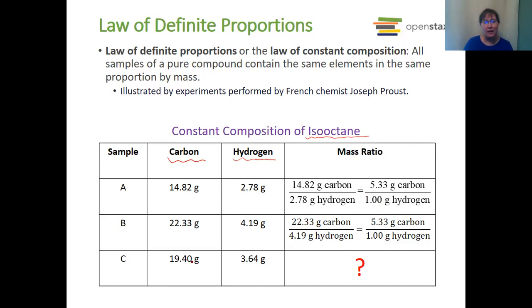And then while you guys are figuring it out, I'm going to run and go get that. All right. So here we have 19.40 grams of carbon divided by 3.64 grams of hydrogen. I'm going to have to go back to the annotations tool because this isn't working very well.